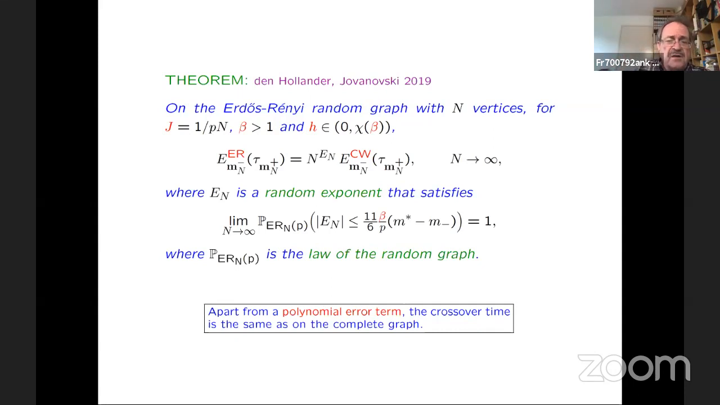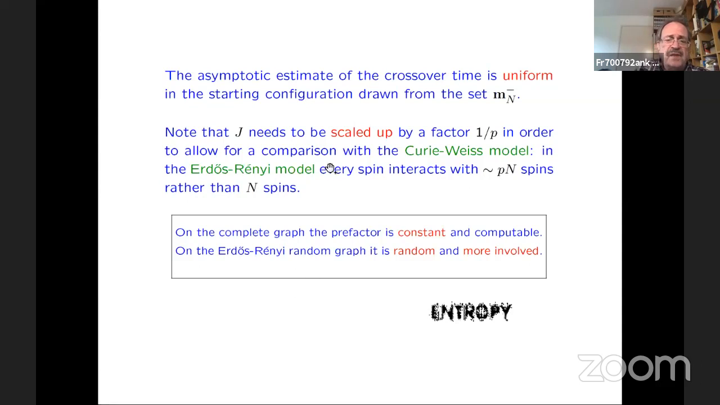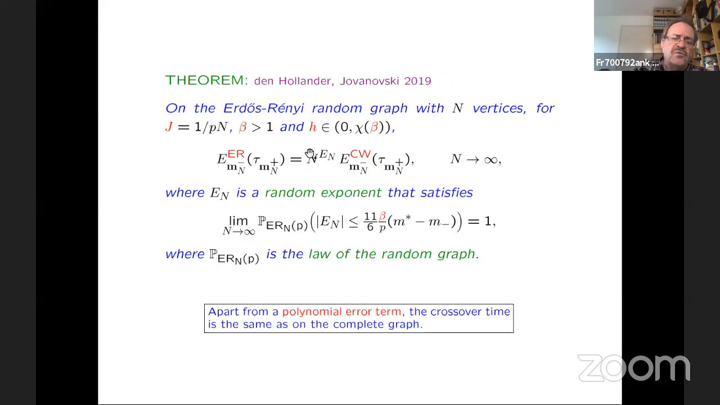And we were asking ourselves the question, well, what really is going on? On the complete graph, the prefactor is constant. We find that the prefactor is apparently random. We could not really compute it. It's probably a very complicated thing, but at least we have some control over how bad it could be. And the theorem is again true in the same range of parameters as we have it for the Curie-Weiss model. It's also uniform in the sense that it doesn't really matter what configuration close to this metastable state you start out with.